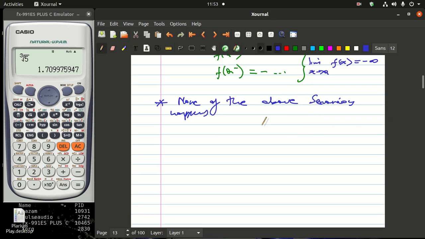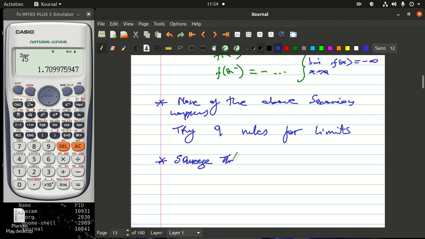Then that's when you try the 9 rules for limits. You remember the 9 rules for limits: the limit of the addition of two functions is just the sum of the limits of each of those, and also the product and the division, all the 9 rules. That's when you try them. And if these 9 rules are also not working or you can't use them, the only other choice you have now is to try the squeeze theorem.